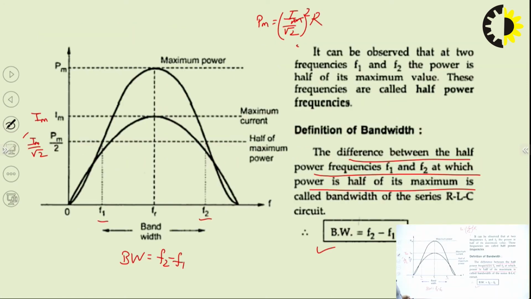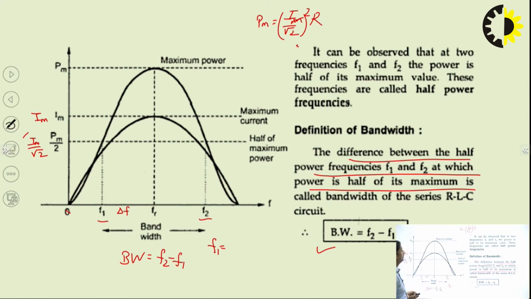Another point: we can also find the values of the half power frequencies if we can calculate the bandwidth and we have Fr. F1 will be equal to Fr minus half the bandwidth. Suppose this is your delta F. Then F1 is equal to Fr minus delta F, and F2 is equal to Fr plus delta F. So this you can calculate subsequently.